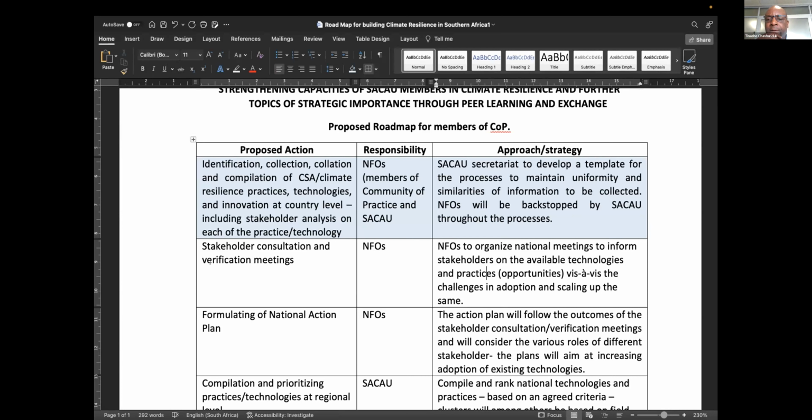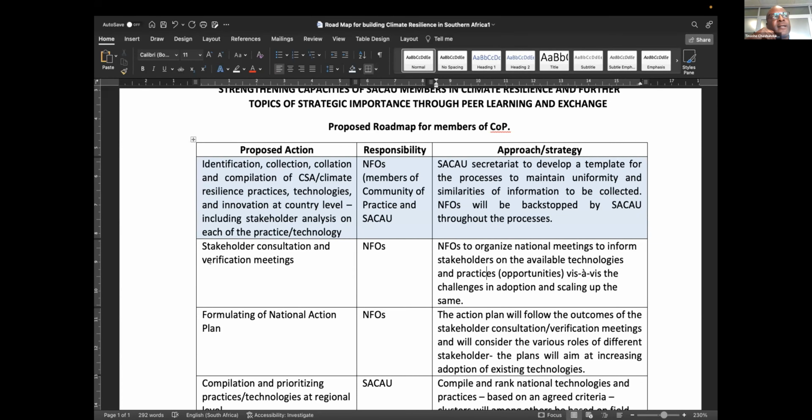Then the approach, I already alluded to the fact that the NFOs will organize national meetings to inform stakeholders on available technologies and practices, and also to look at the challenges being faced by the farmers in adopting these technologies. The idea will be to say, if these are some of the practices that are already happening, how do we scale them up? How do we spread them out to other regions that are not necessarily doing the same?